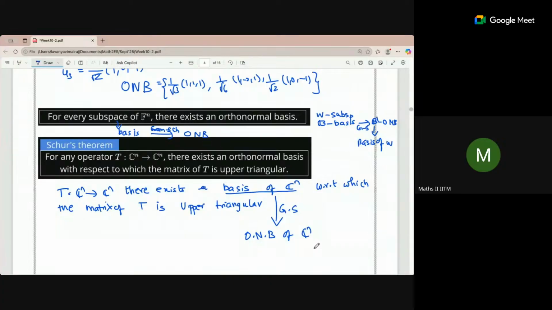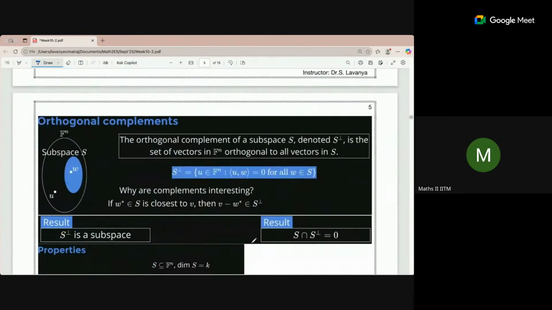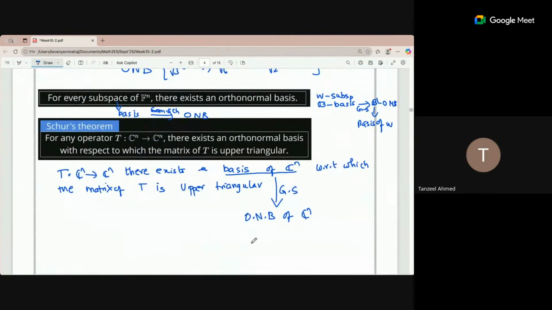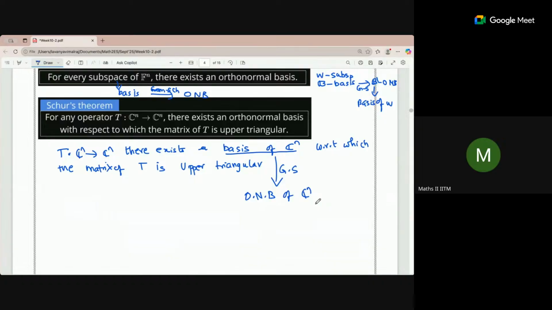Is this clear? Okay. All right. So not only can we have a basis with respect to which we are able to make the matrix upper triangular, we can also form an ONB from that very basis, and that will still give us an upper triangular matrix. And one advantage of having this ONB is that when you have an orthonormal basis of Cn, how do you get this matrix of T? Do you remember?